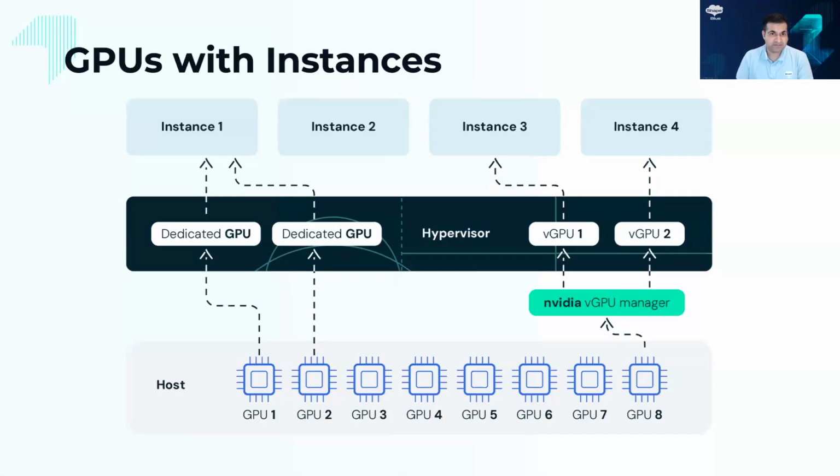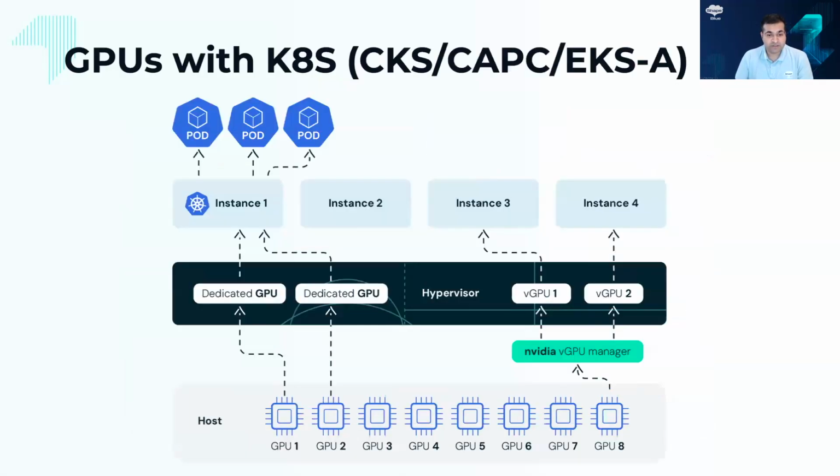We want to do the same thing for Kubernetes. And Kubernetes through CloudStack, whether it's being deployed using CKS, CAPC, or EKS-A, also ends up deploying what we call Kubernetes worker nodes, which are nothing but instances. By having the same topology available to Kubernetes worker instances, the Kubernetes pods can have access to GPU resources as well, and you can unlock a lot of use cases with this sort of setup.